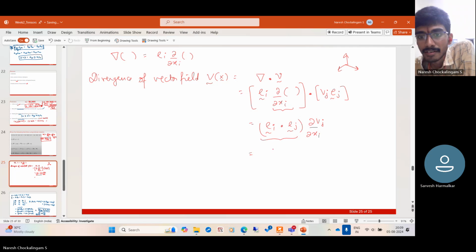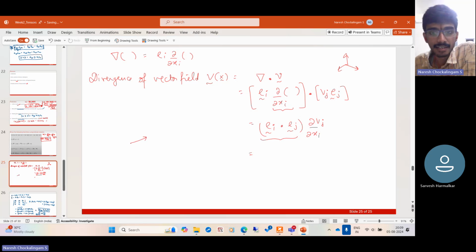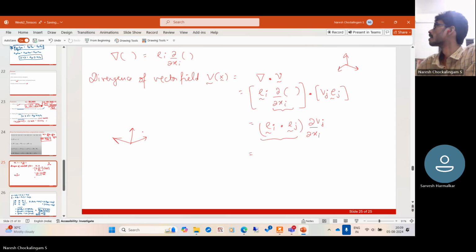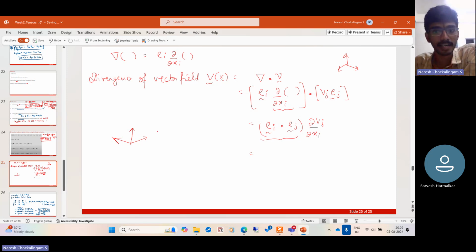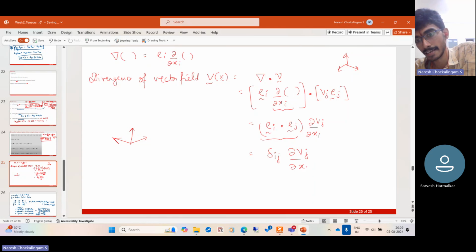Yeah, so e_i is one basis vector. e_j can be another basis vector or the same basis vector. So e_i dot e_j will be delta_ij, right? If i is equal to j, it is one. So it is delta_ij partial V_j partial x_i.